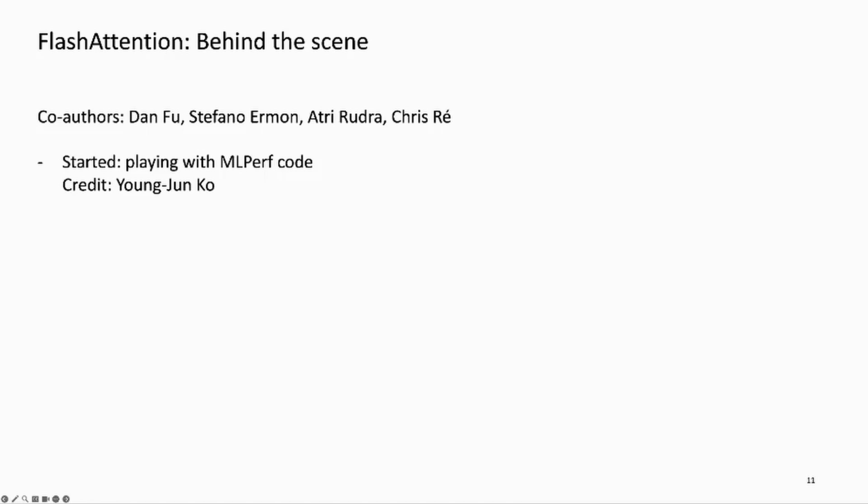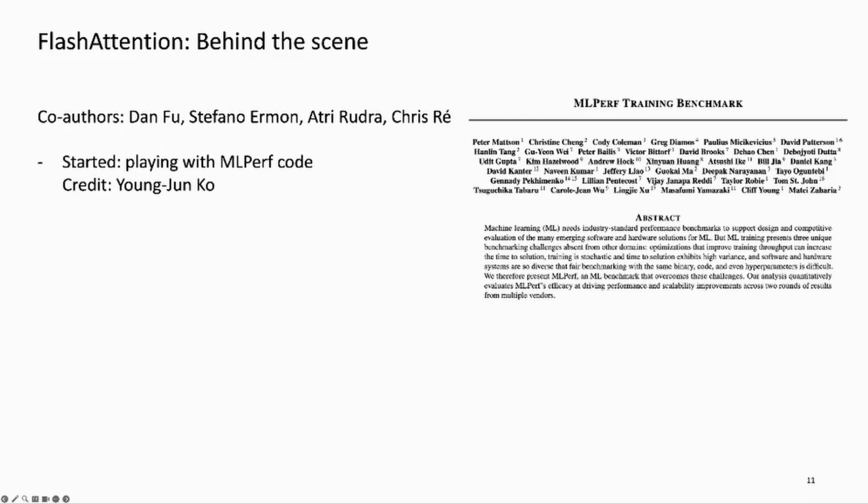And so it started out actually with me playing with MLPerf code. MLPerf is this industry-wide machine learning training benchmark, and it's been around. It started as DAWNBench from, I think, folks from Stanford. Then the industry folks came together and said, hey, let's do an industry-wide version of this. That became MLPerf, I think in 2019.